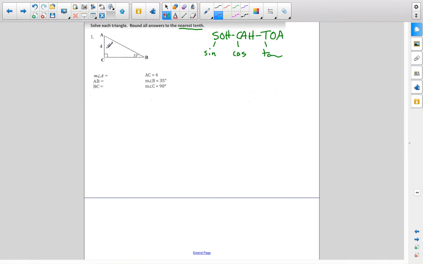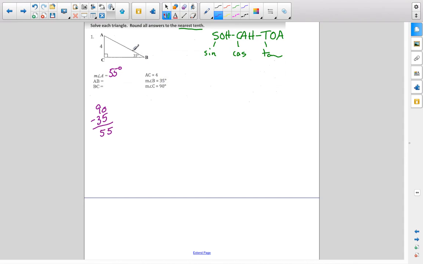Let's see. We've got AC. We've already got that. That's 4. We've got angle B. We've got angle C. Okay, so for angle A, we can subtract 90 minus 35 because the two acute angles, again, have to add up to 90. And we get 55. So angle A is 55 degrees.